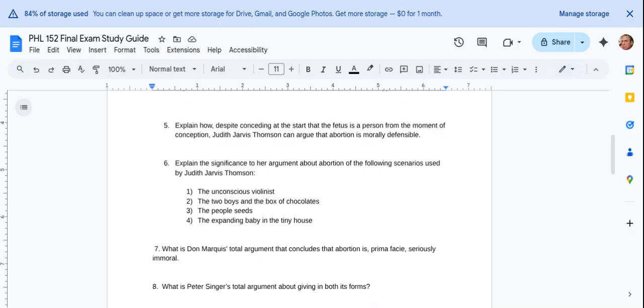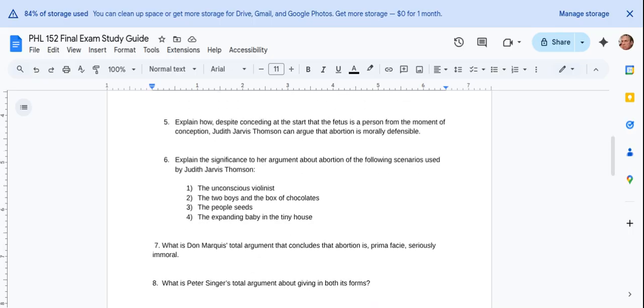Number 5, explain how, despite conceding at the start that the fetus is a person from the moment of conception, Judith Jarvis Thompson can argue that abortion is morally defensible. That is one of the many striking things about Thompson's essay: her argument is a moral defense of abortion. But one of the first things that she does is concede that the fetus is a person from the moment of conception, which would seem to be conceding quite a bit to the anti-abortion argument.